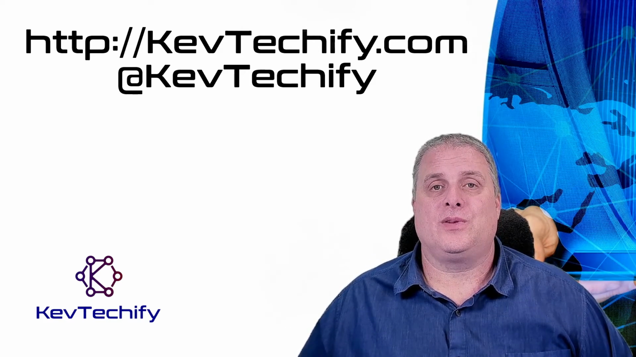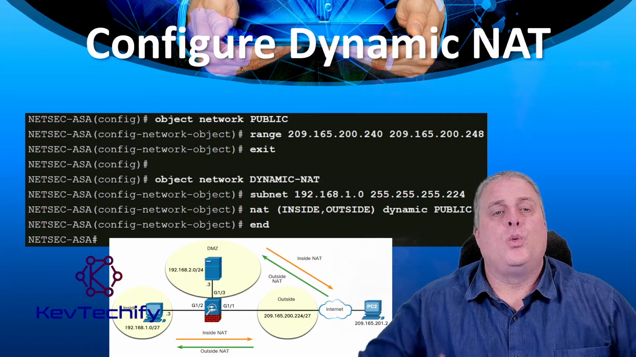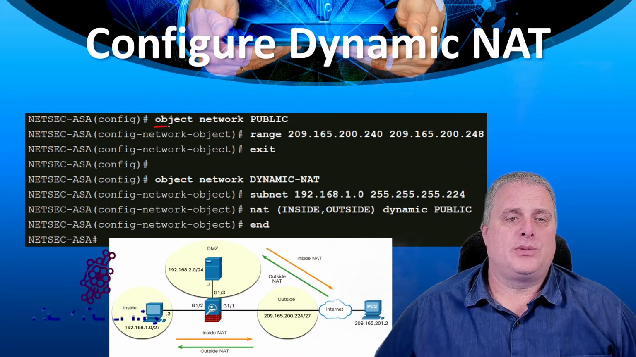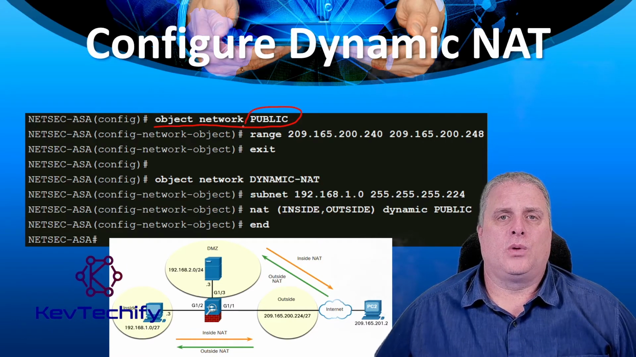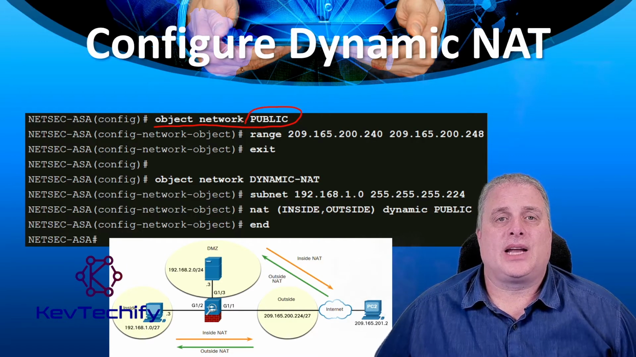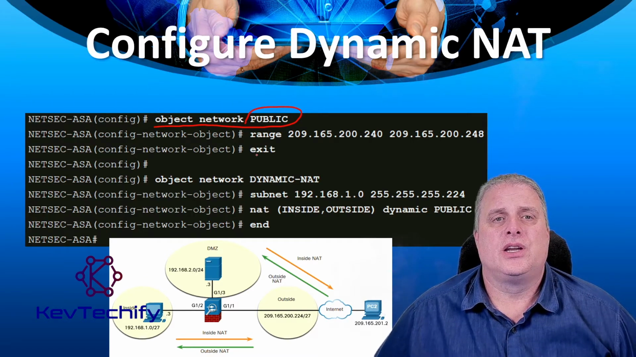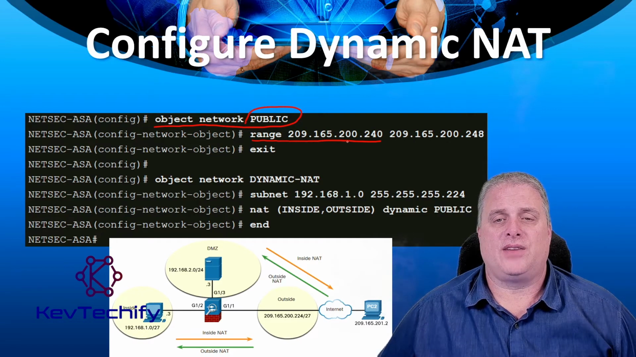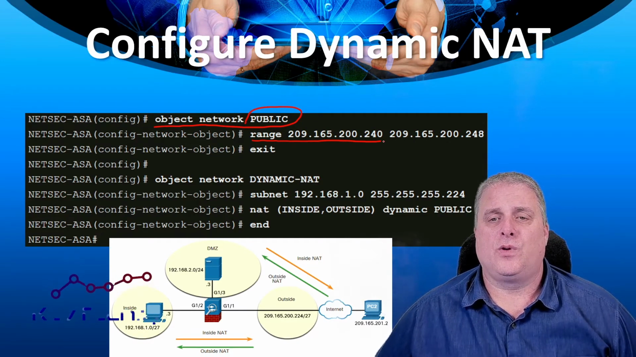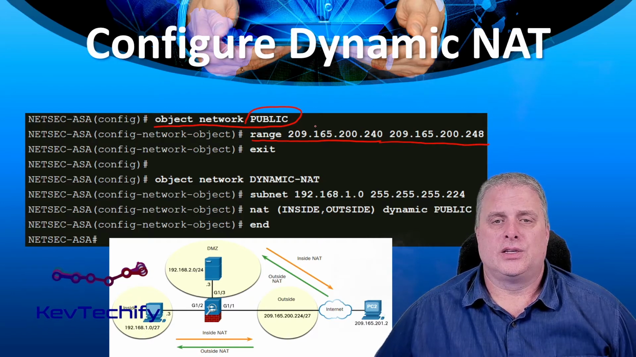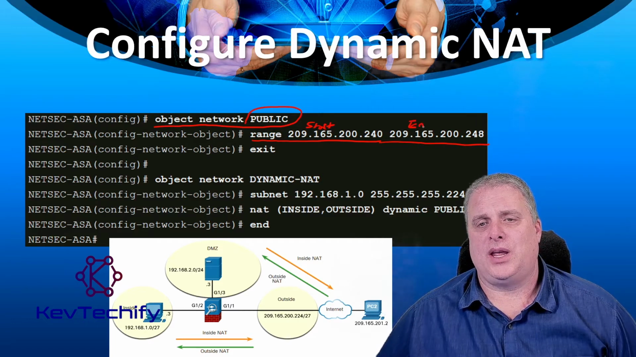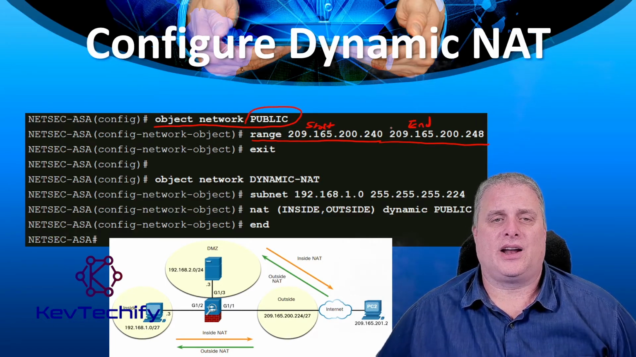To accomplish this, we need to configure two object networks. The first one we're going to set up is called public. This network object identifies the public IP addresses to be translated. We have the range here, once again 209.165.200, and we go from .240 to .248. So we specify a start IP address here, and we specify an end IP address there. All of these addresses are then in the range of our public network object.